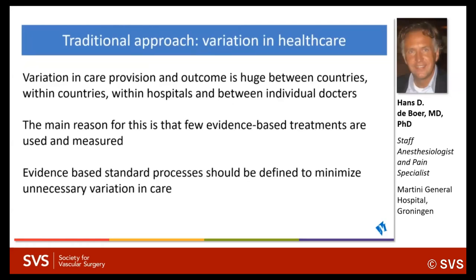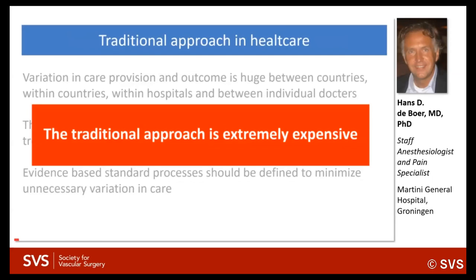So the traditional approach in healthcare means that there is a huge variation in healthcare. Variation in healthcare provision and outcome is huge between countries, within hospitals, and even between individual doctors. And the main reason for this is that few evidence-based treatments are used and measured. Evidence-based standards and processes should be defined to minimize unnecessary variation in care. So actually, what you can say is that the traditional approach in healthcare is extremely expensive.